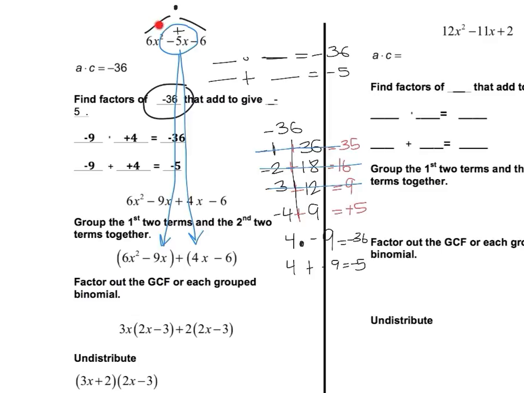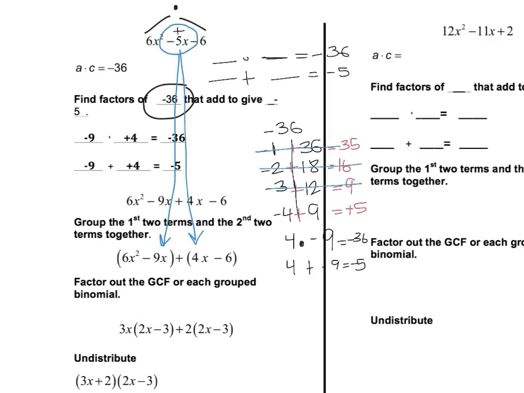So I copy the first term down. I split the middle term, which is negative 5, into the two numbers I found, which are negative 9 and positive 4. And I copy down the constant, which is negative 6. Now after I do that and I write down all the four terms, I group the first two together, which is 6x to the power 2 minus 9x. I copy down the sign, which is a positive, and I group 4x minus 6.